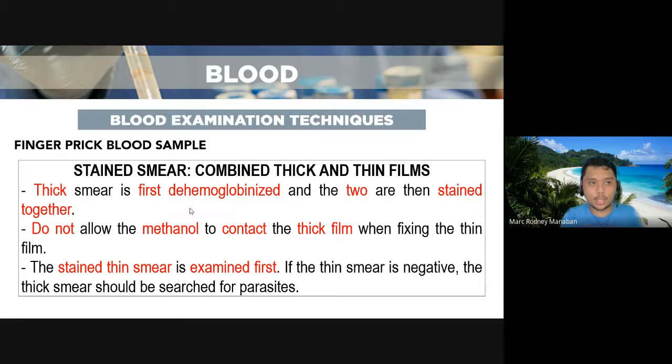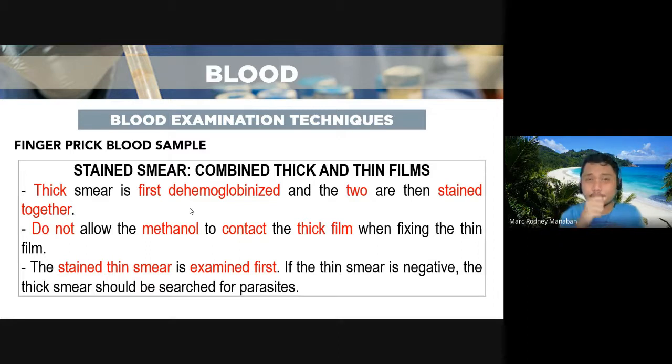If the community or the laboratory is saving materials and reagents, it's best to perform this because using only one slide, you can already have the two smears, okay? If you perform this, the thick smear should be dehemoglobinized first, of course, and it should not be in contact with your fixative. We don't want your thick smear to be fixed because it could lead to difficult lysing of RBCs, okay? After that, they can be stained together.